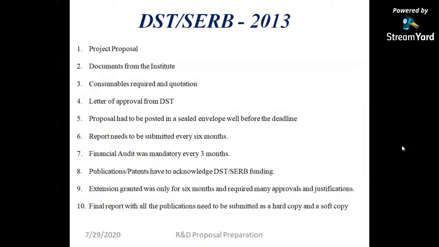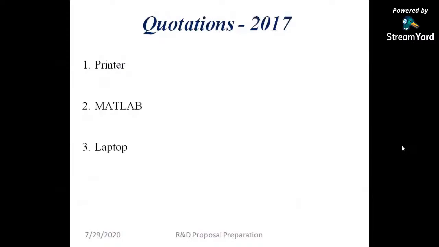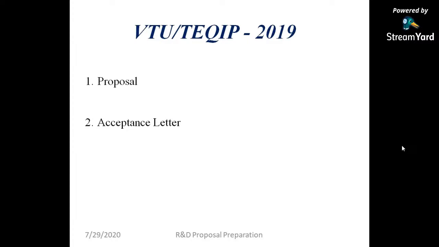The next would be a 2017 example from the Ministry of Information Technology. I will not be able to share the project as such because it was a collaborative project, but I will just show you the quotations which were required for a printer, a software called MATLAB, and a laptop that we purchased. But I will not be able to show you the project as such. Then a 2019 example of VTU through TEQIP funds. I'll show you the proposal and the acceptance letter which came through from VTU.